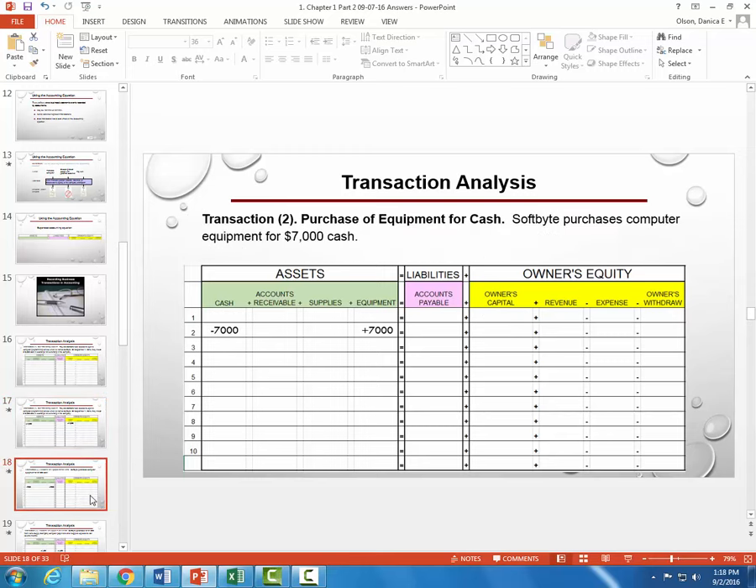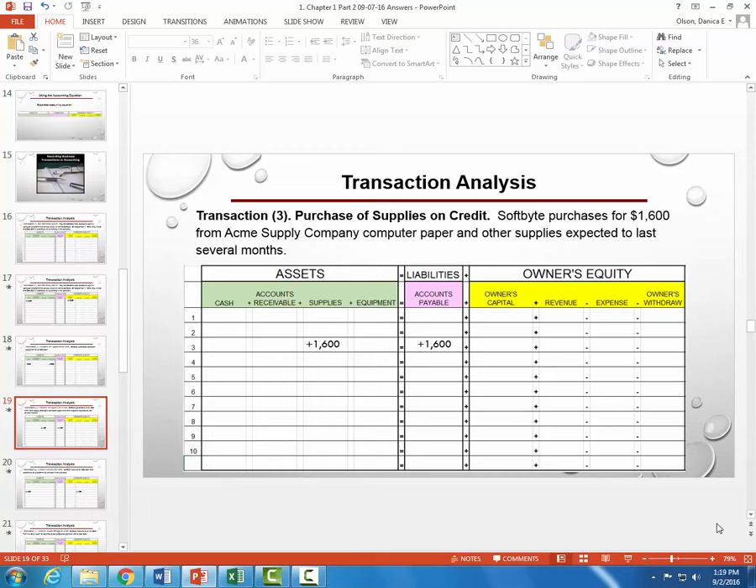Transaction number 2. The company purchases equipment for cash. SoftBite purchases computer equipment for $7,000 cash. When the company does this, the cash account decreases by $7,000 and the equipment account increases by $7,000.